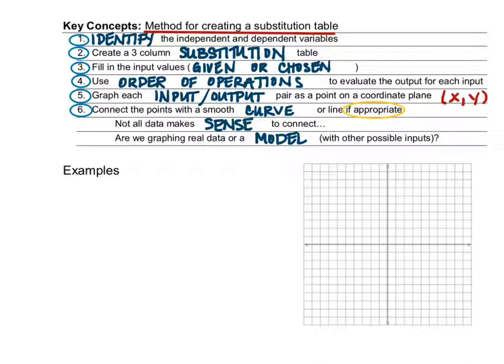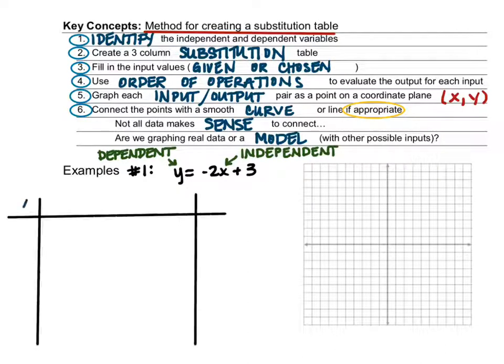So we have this key concept, and we're going to use the method through. We're going to start out with the first example of y is equal to negative 2x plus 3. When I take a look at this, I have an equation with an x and a y. The y is my dependent variable and the x is my independent variable. And so we're going to place the independent variable x in this 3-column table, and the y is our dependent.